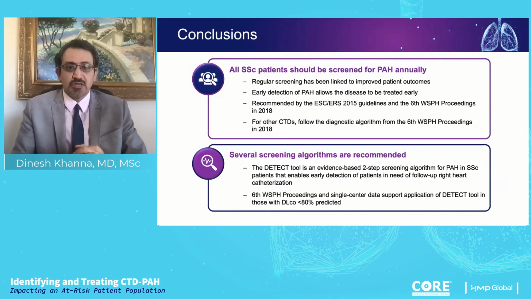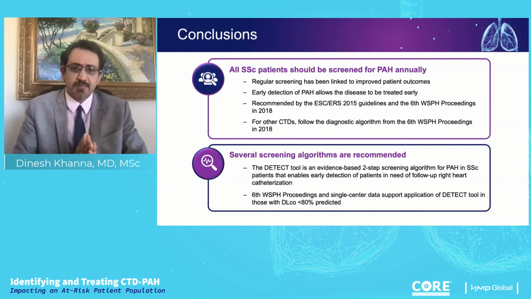So in conclusion, all scleroderma patients should be screened annually. Regular screening has been linked to better patient outcomes. Early detection of pulmonary arterial hypertension allows the disease to be treated early, and we discussed the DETECT algorithm. And for the other CTDs, keep that in the differential diagnosis and start with echocardiogram and other tests that we mentioned.